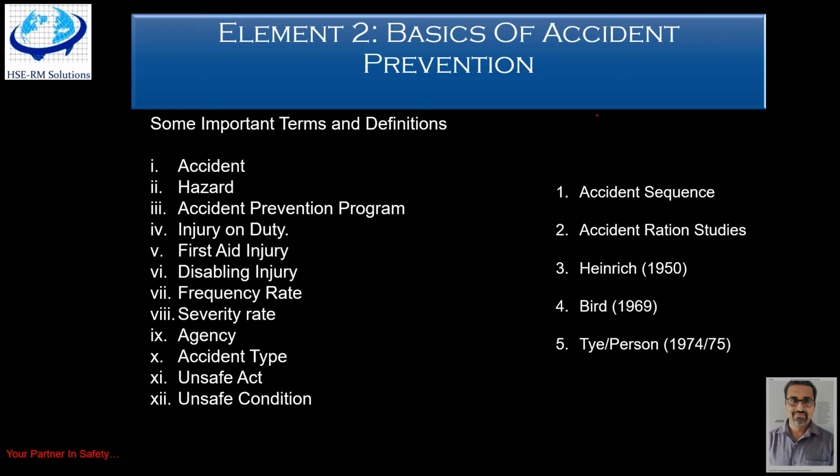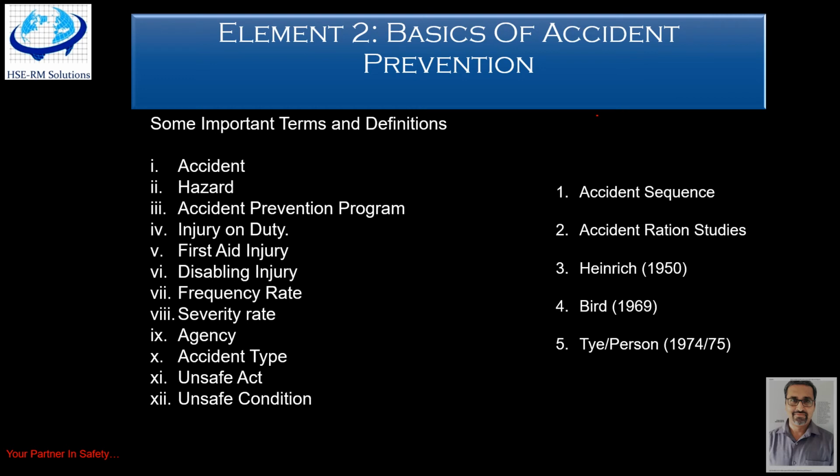Now severity. So severity is also the same. Man days lost due to disabling injuries. So total number of man days that are lost multiplied by 10 to the power 6, that is per million man hours, divided by total man hours worked in that period. So that gives you severity rate.